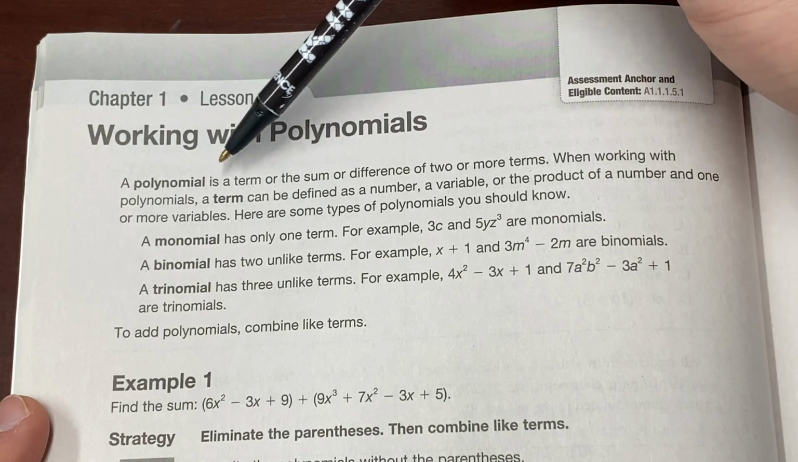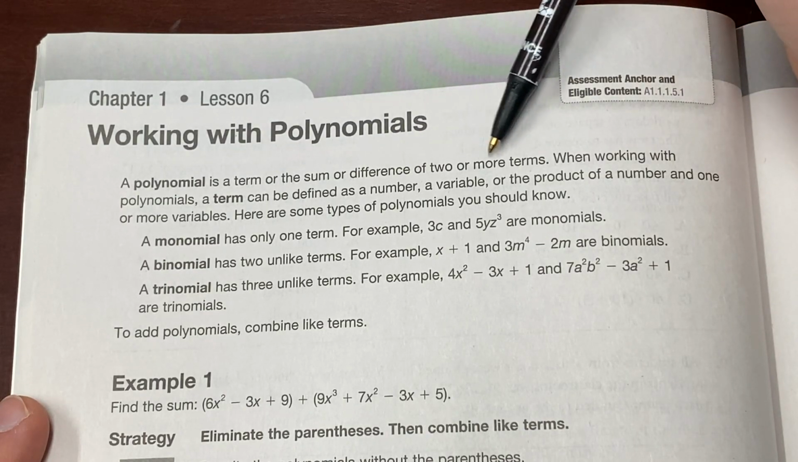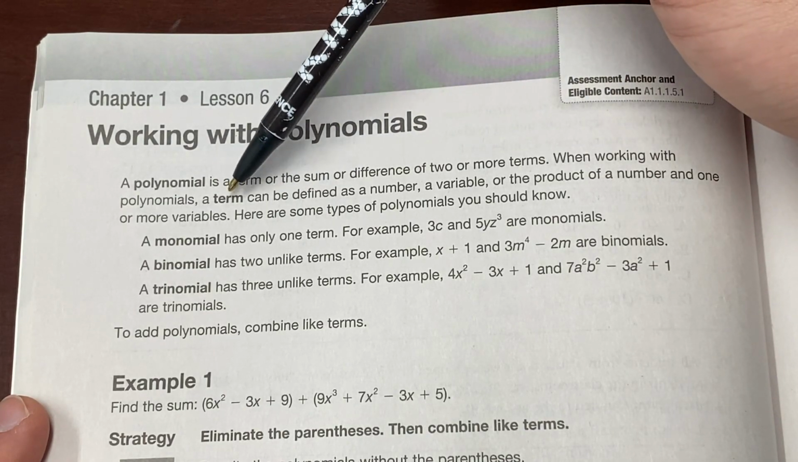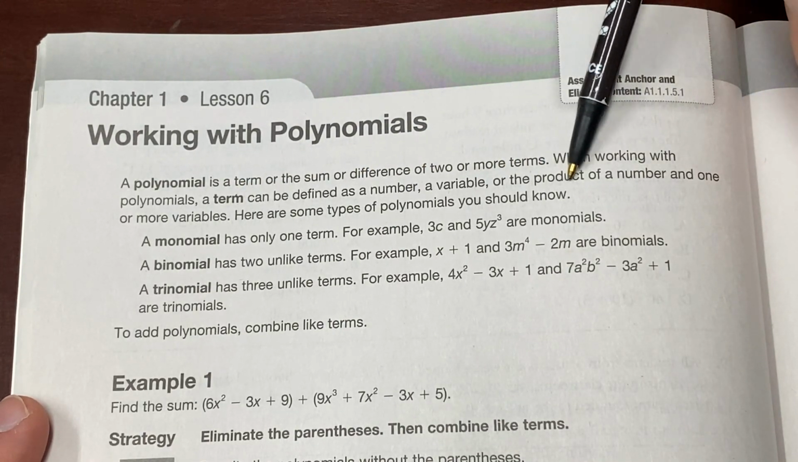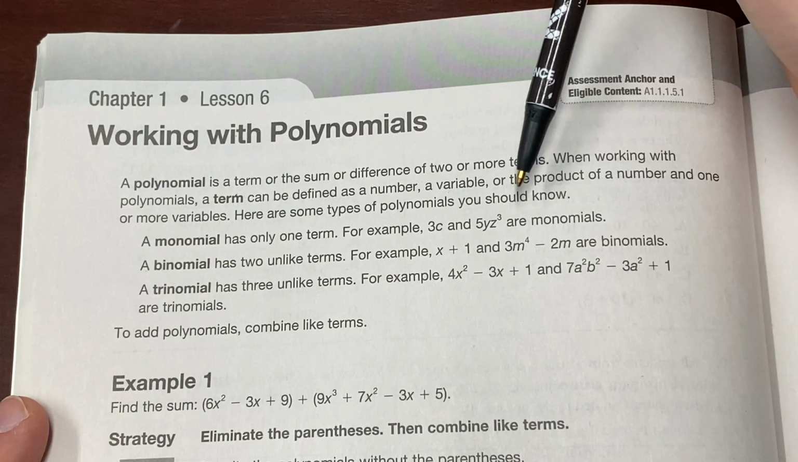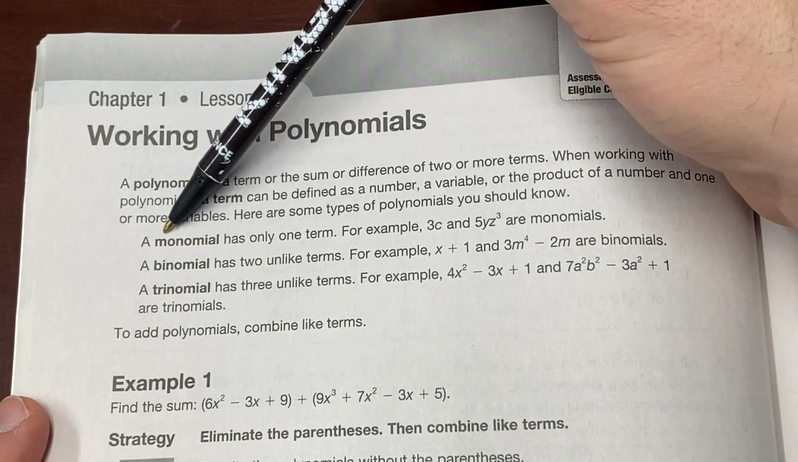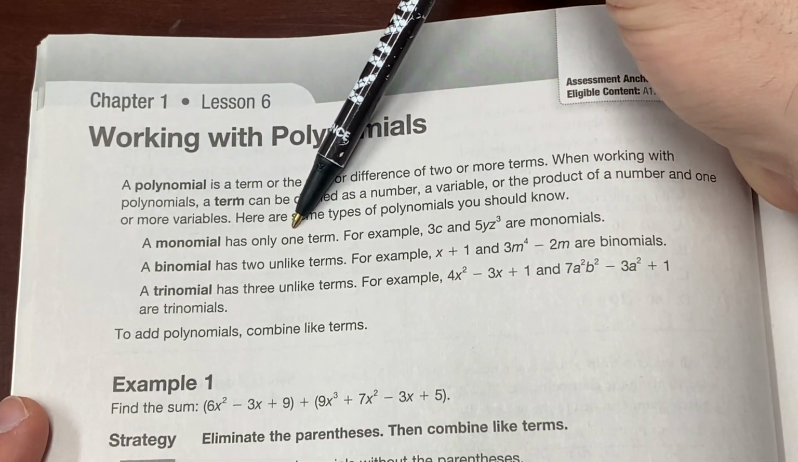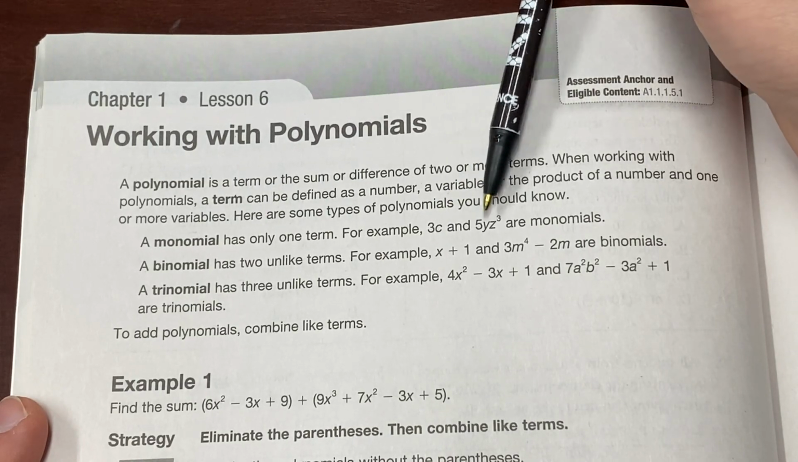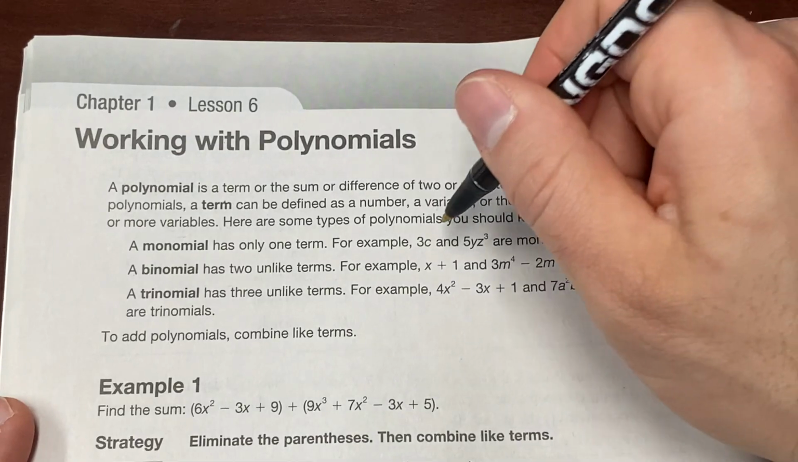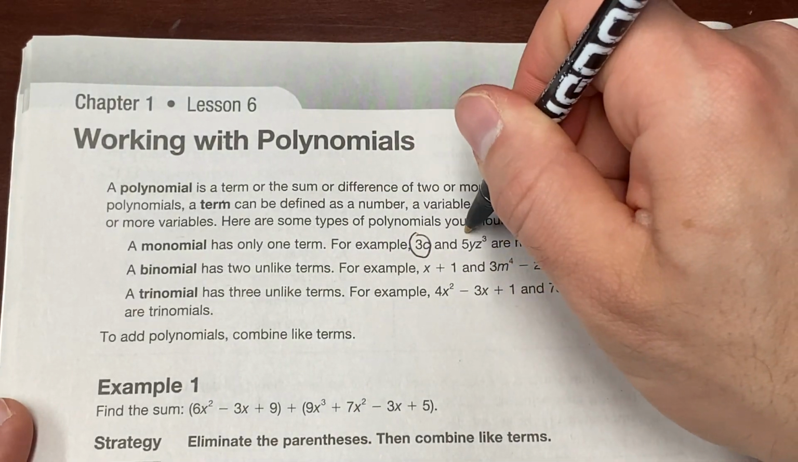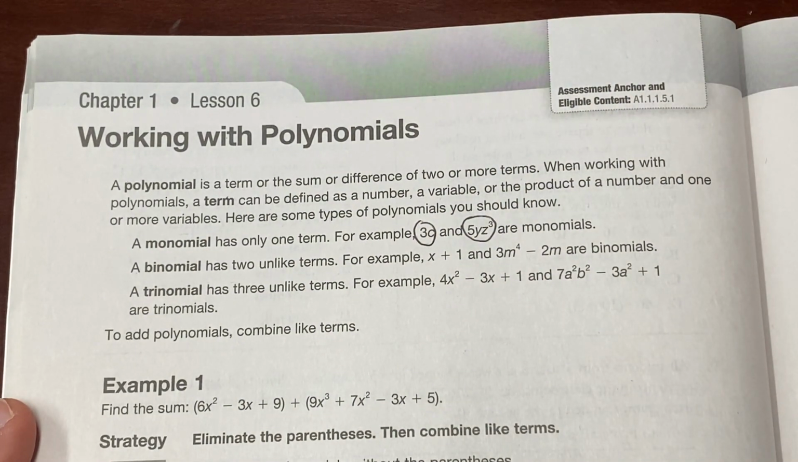So a polynomial is a term or the sum or difference of 2 or more terms. When working with polynomials, a term can be defined as a number, a variable, or the product of a number and one or more variables. Here are some types of polynomials you should know. Monomial, meaning only one term. 3c is a monomial. 5yz to the third is a monomial. Now, why are these monomials? Because nothing is being added or subtracted.